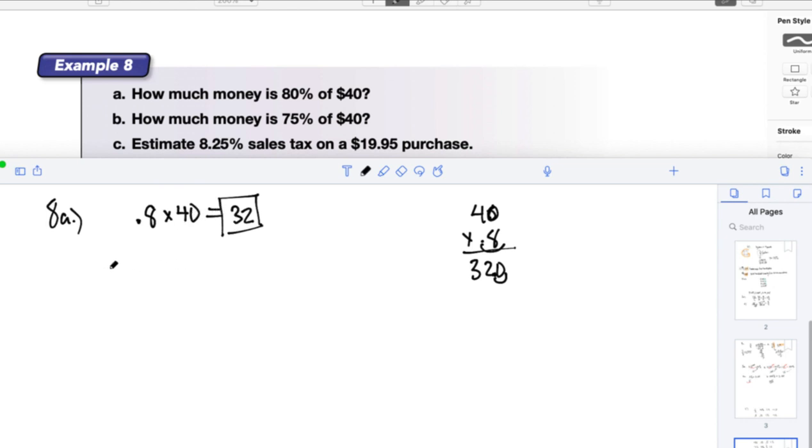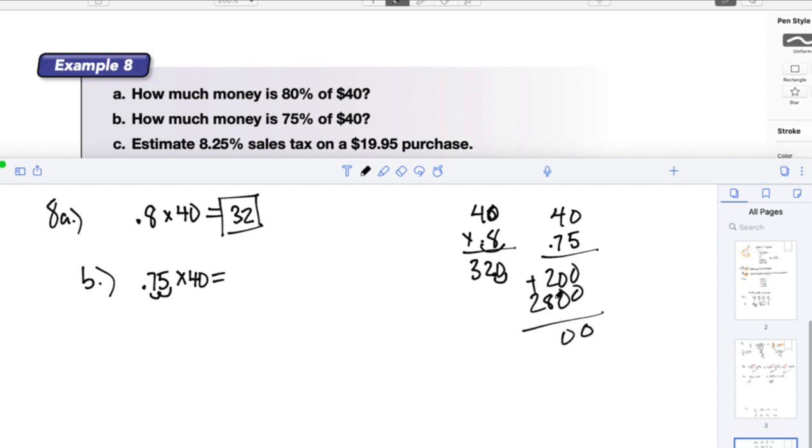All right, let's think about this next one. B is asking 75% of 40. So instead of doing 0.8, I'm going to change that 75% into the decimal 0.75. Remember, we're just moving the decimal place 2 spaces to the left, and I'm going to multiply that by 40. When I do 40 times 0.75, I'm going to act like I'm just multiplying regularly. So I get that there, I get this here, put my 0 here, shift it over. 7 times 0 is 0, 7 times 4 is 28.